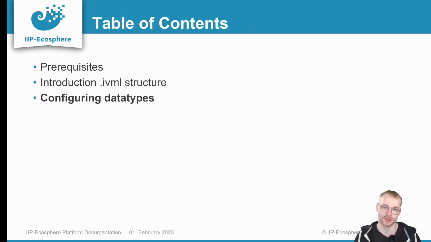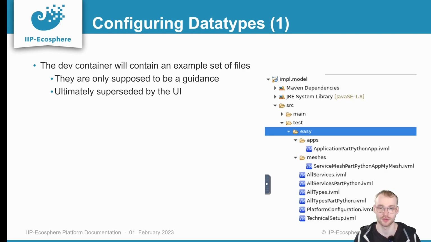How do I configure data types? The development container will contain an example ready to be worked with. It's called impl model, and this is also what you could find in our JIT if you want to work outside of the container. Our container will also have example files already in it. For the easy structure, they are supposed to only be a guidance and need to be edited.